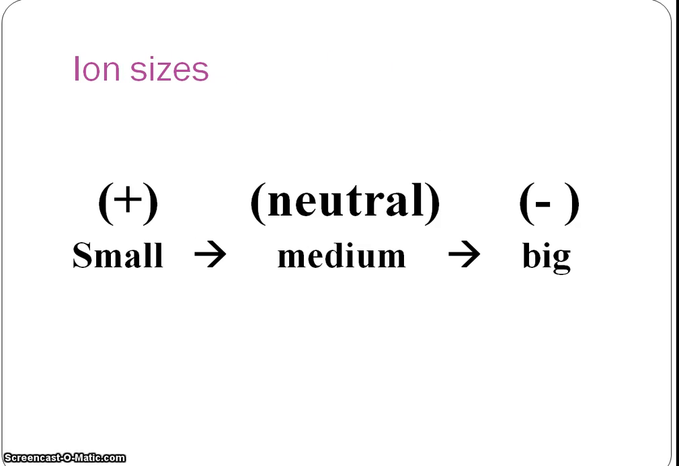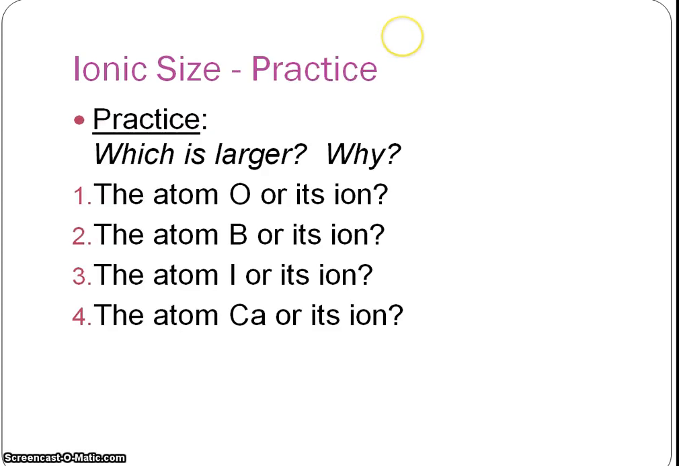So if you look at this picture, it's just kind of a visual to help you understand it. The smallest ones are the positive ones, the biggest ones are the negative ones. So for each of these atoms, first thing you have to do is figure out what kind of ion it would become. So if you take a look at oxygen on the periodic table, it has 6 valence electrons. So in order to become stable and have the 8, it's always going to gain 2 electrons and become a -2.